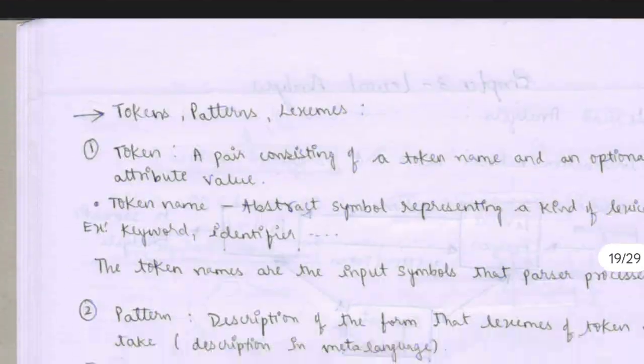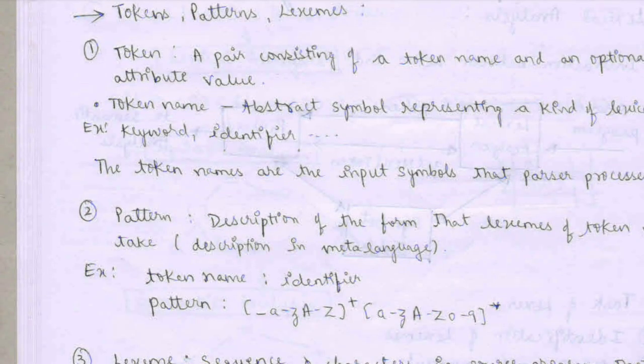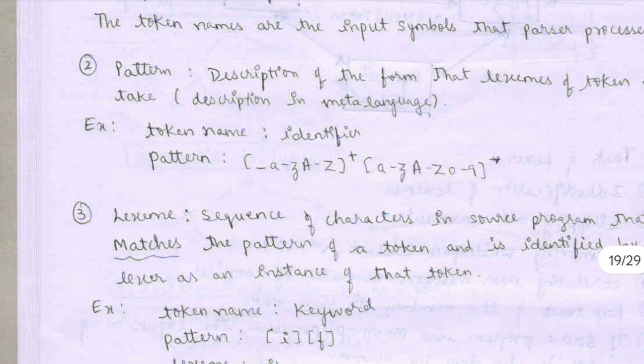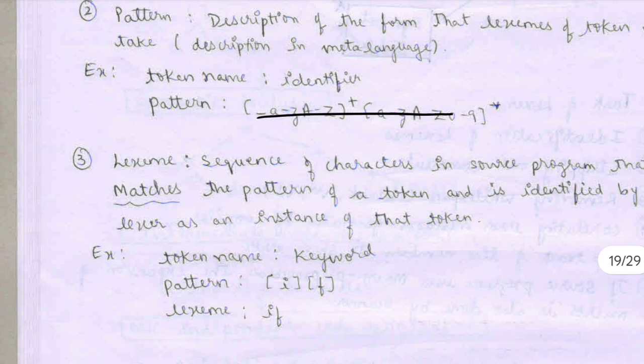So okay, let's go to page number 19. There we have the definitions for token, patterns and lexemes. A token is just a pair consisting of a token name and an optional attribute value, a name and value. Okay, I'll show you the example later. A pattern is just a pattern for fetching the lexemes present. Okay, for example, this is the pattern and this is the token name. For identifying we are using this one.